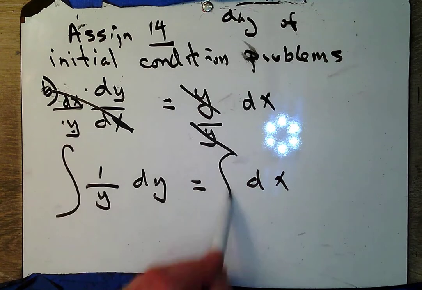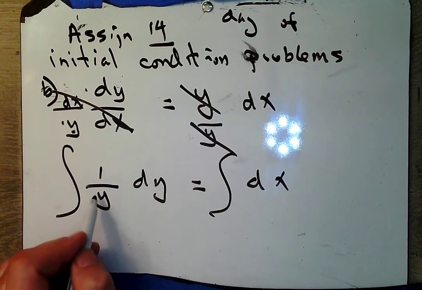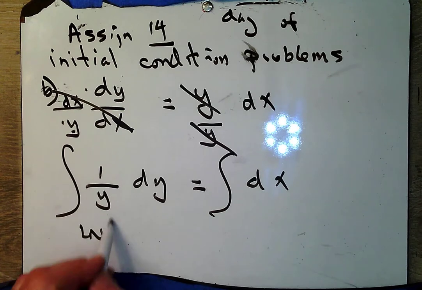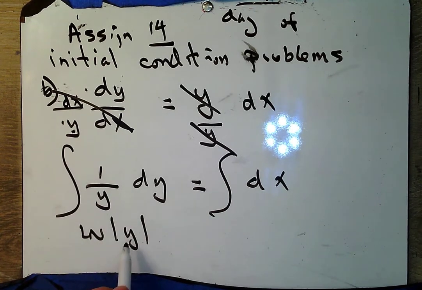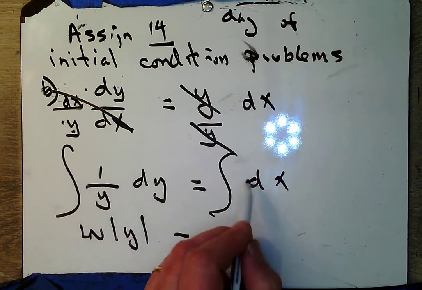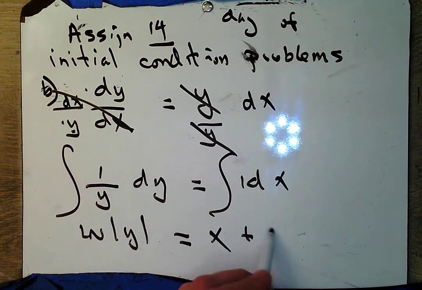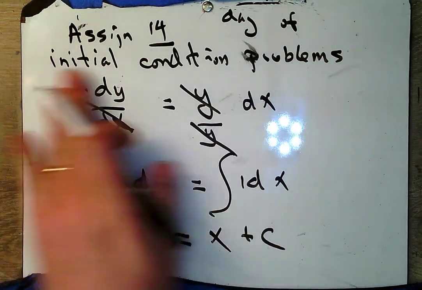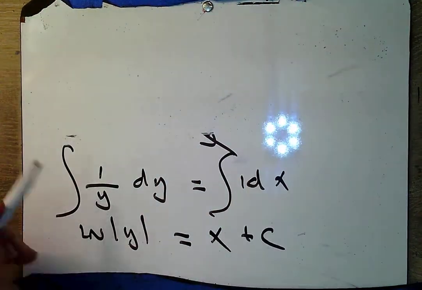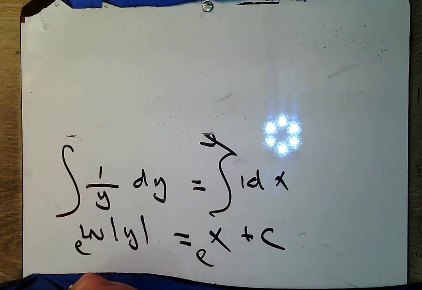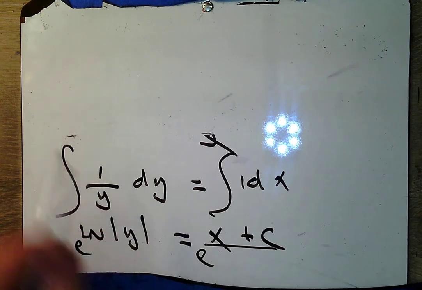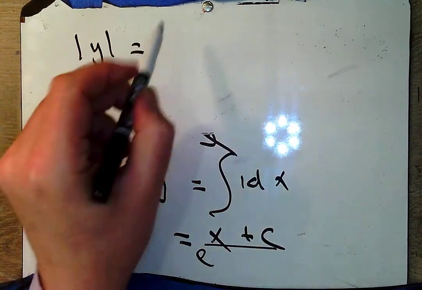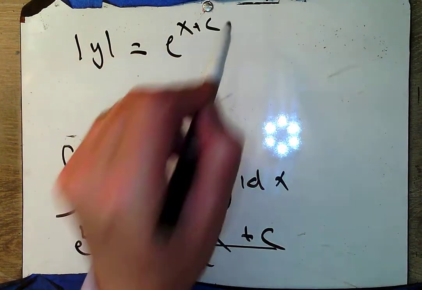I'm going to integrate both sides. And I'm going to say, whose derivative is this? Well, this is the derivative of ln of y. Yes, the absolute value bars are now very important. And over here, I have x plus c. Okay, what happens next? Well, next, we want to exponentiate. Notice how the c is up here with the x. The c is not here next to the e. So I've got absolute value of y equals e to the x plus c.